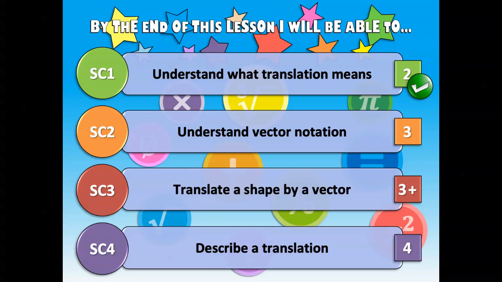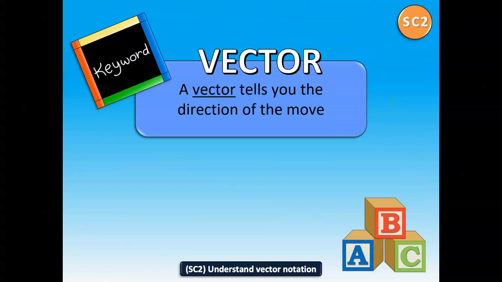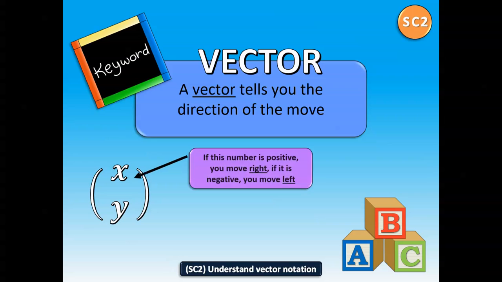So now we've completed success criteria 1. So now we're going to move on to number 2, and this is to understand vector notation. A vector tells you the direction of the move. So it's written as a number on top and a number underneath.